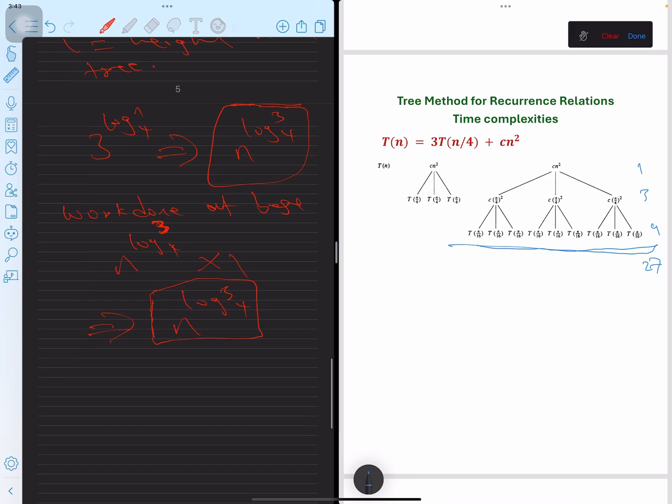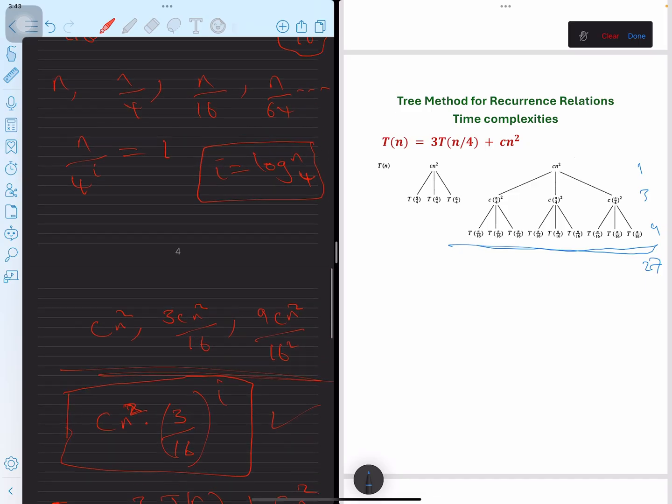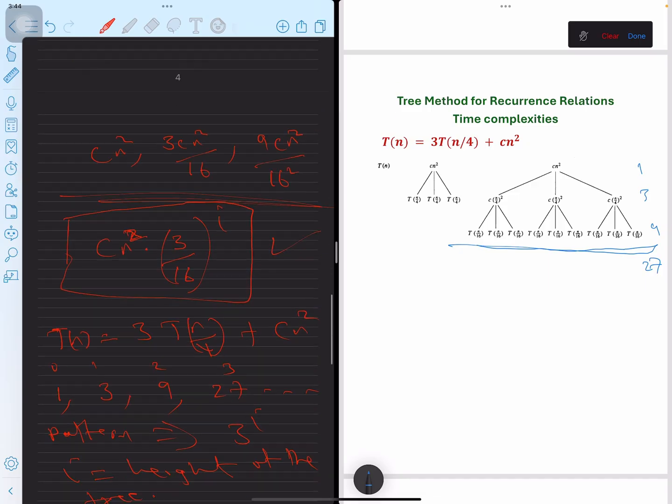All right. So these are the things I'm going to use. One, this is at the base case. I'm going to use this. Then I'm going to use this. Then I'm going to remember the height of the tree, which is this guy. So those are the 3 things I needed.